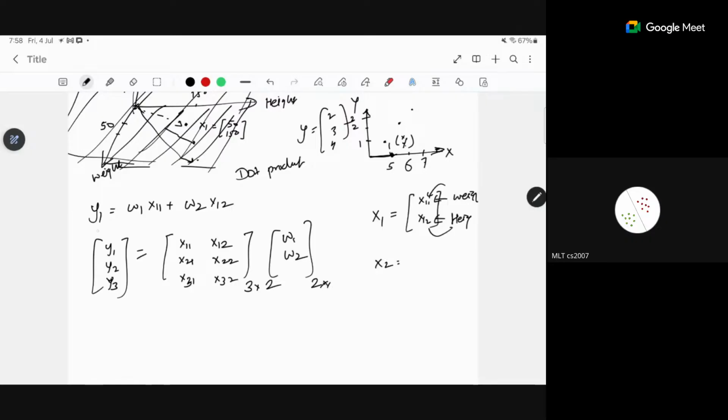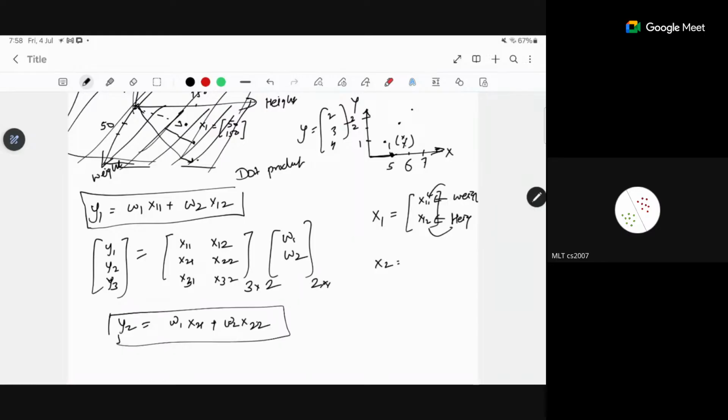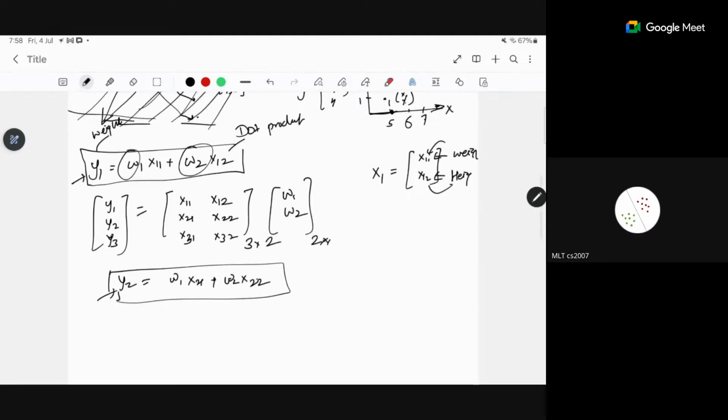So y1 is basically this. Y2 will be w1 x21 plus w2 x22, right? Correct. But I need to find out this w1 and w2 because I have all of this. How will you do that? So these are the actual labels y1, y2, right? I hope you understand that. And then you found out the predicted labels.